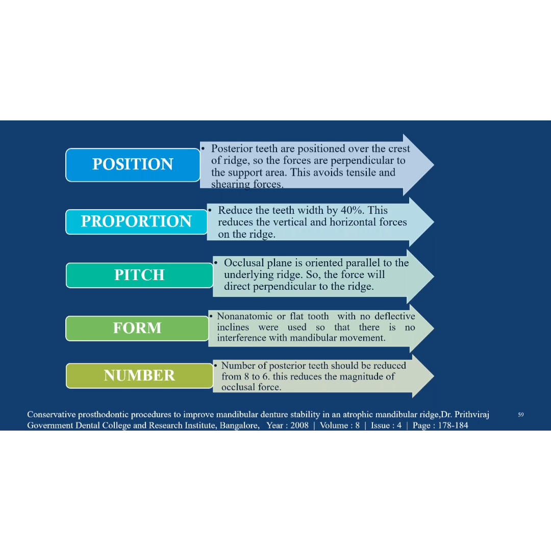Form: non-anatomic or flat teeth with no deflective inclines were used so that there is no interference with the mandibular movement. Number: the number of posterior teeth should be reduced from 8 to 6. This reduces the magnitude of the occlusal force.